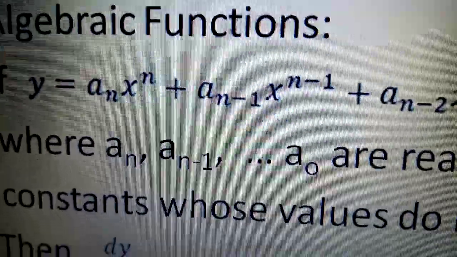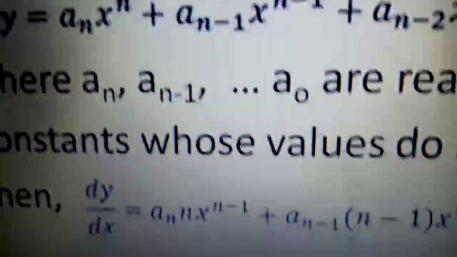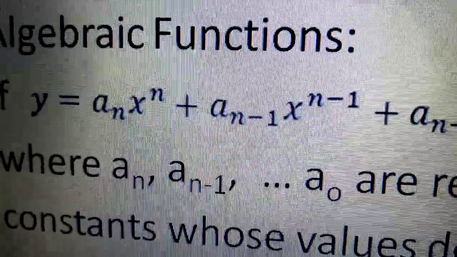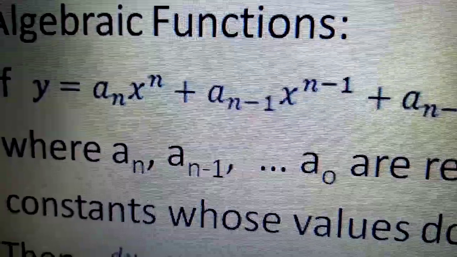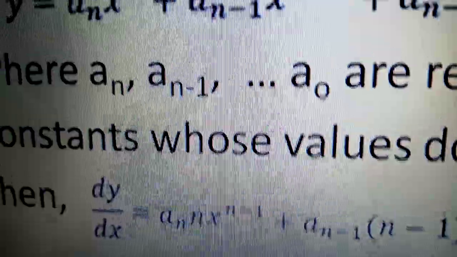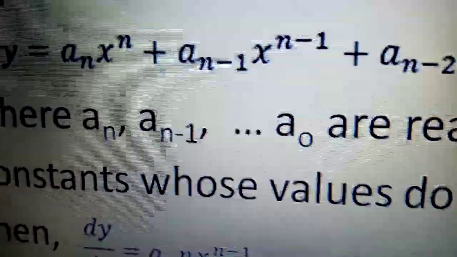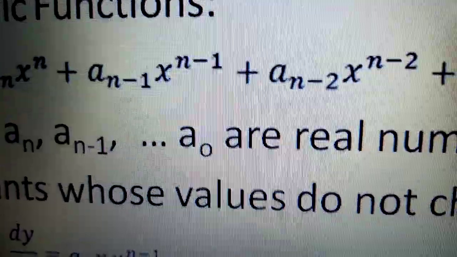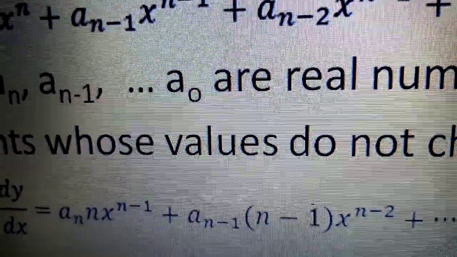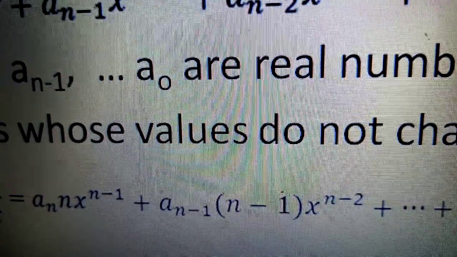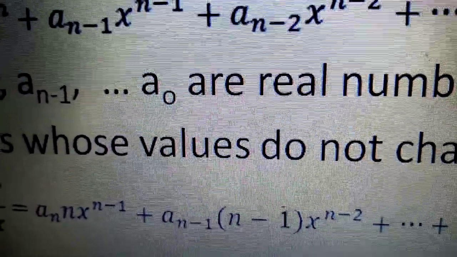On differentiating them, the powers on the x come and multiply the coefficients, the a subscript n's, and you take one away from the powers. That means for a subscript n x raised to the power n, the n as the index comes and multiplies a subscript n, then we have x raised to the power n minus 1. So 1 drops from the power. Similarly, for a subscript n minus 1 multiplied by x raised to the power n minus 1, the n minus 1 comes and multiplies a subscript n minus 1, and we have x raised to the power n minus 1 minus 1, which will be x raised to the power n minus 2.